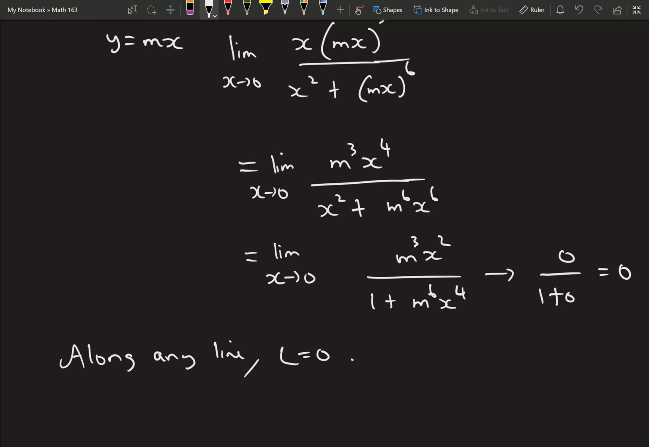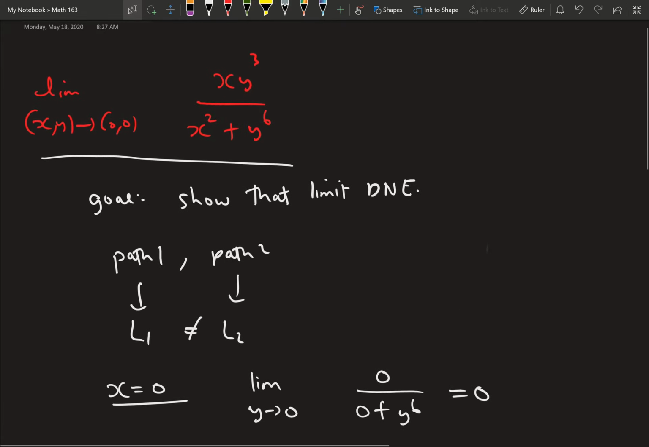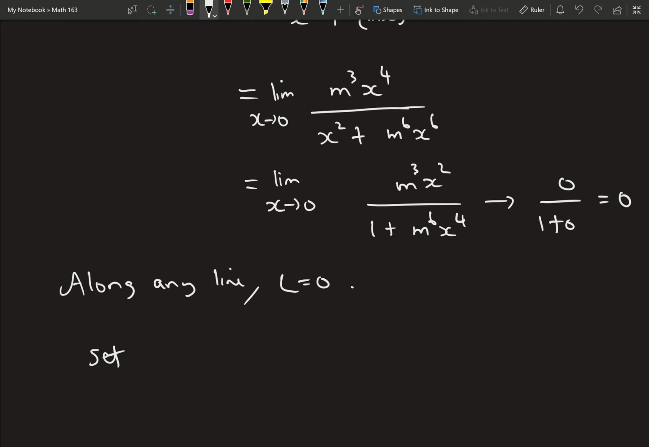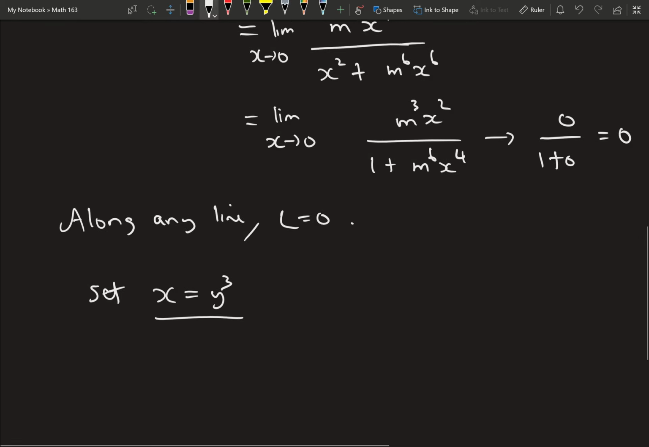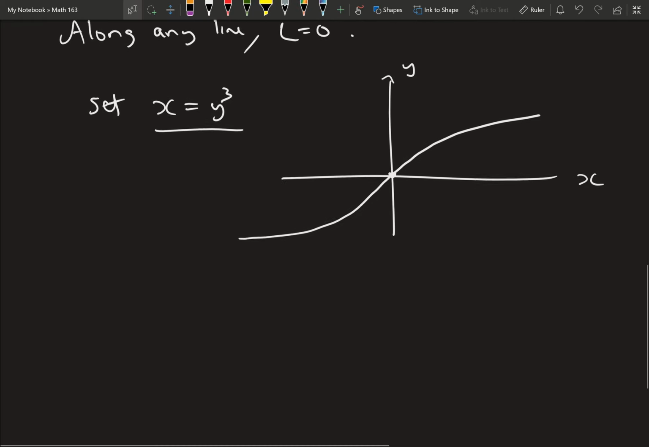And so if you do a little bit of inspection, what we're going to do here is set x to be y cubed. So this is a path in the xy plane. So x equals, here's x, right, here's y. And so this is this curve, right? And, well, it passes through the origin. So it's a path that passes through 0, 0, so we can use this path.